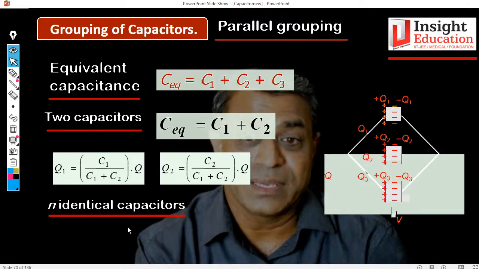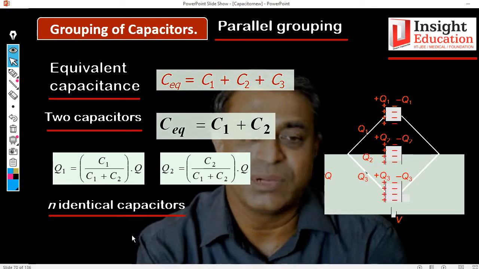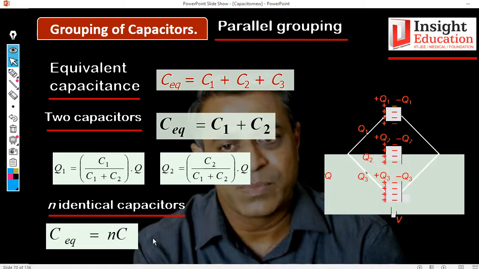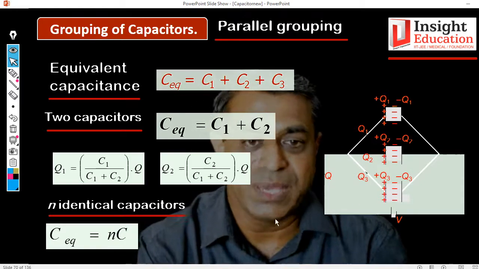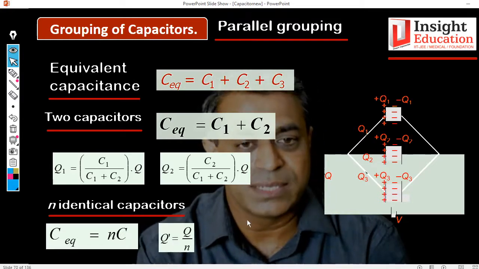If n capacitors are connected in parallel, then C equivalent is equal to n into C, and the charge on each capacitor, Q dash, is equal to Q by n. So all these are the shortcuts.